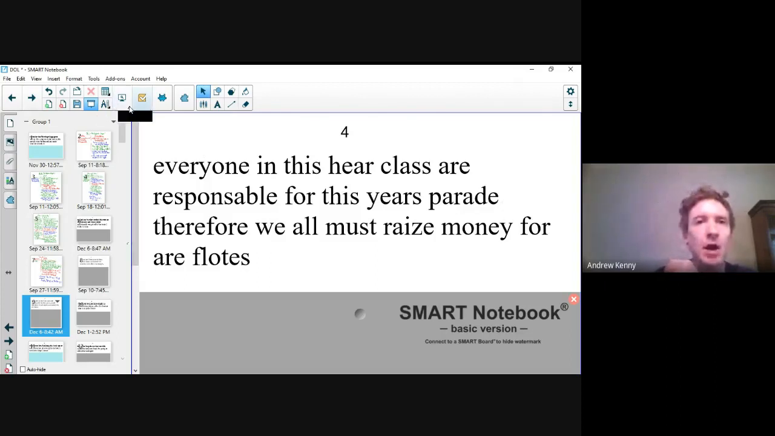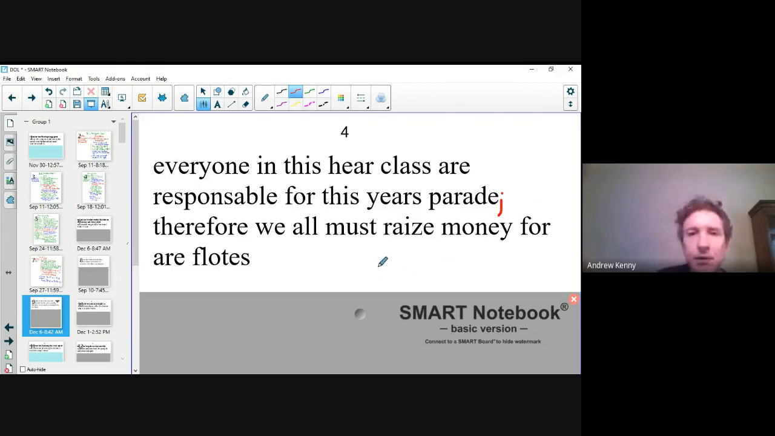I always like the idea on these sentences of practicing with our semicolons. So let's put a semicolon right there. It's just a comma with a little period on top. Now, what that tells me is the words that come after that semicolon are its own sentence that is related. We're talking about the same thing. So we have everyone in this here class are responsible for this year's parade. Stop. Therefore, we all must raise money for our floats. Now, notice, since I put a semicolon there, I do not capitalize the word therefore. I keep it lowercase.